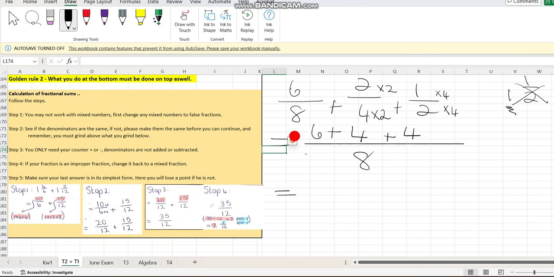This makes it easier for you not to have too many fractions that maybe get scattered around with what you need to do. So all you need to do now is put the top together. So 6 plus 4 then gives you 10, plus 4 gives you 14 above 8. Now you're not allowed to leave your fraction like that because this is an improper fraction.